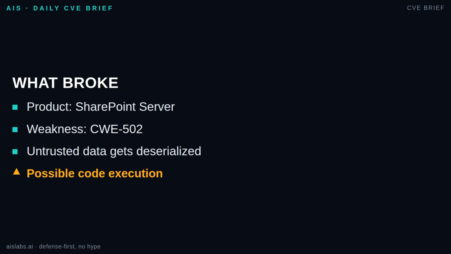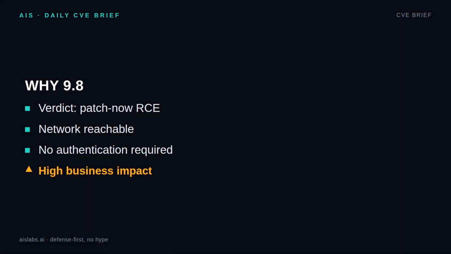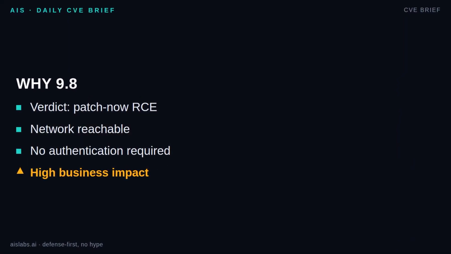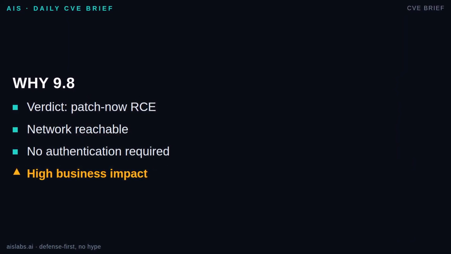That is the core issue: unauthenticated network-reachable code execution in a collaboration platform many organizations treat as central infrastructure. Verdict: this is a patch now remote code execution vulnerability because it is network-reachable and does not require authentication. Those are the two CVSS signals to focus on.